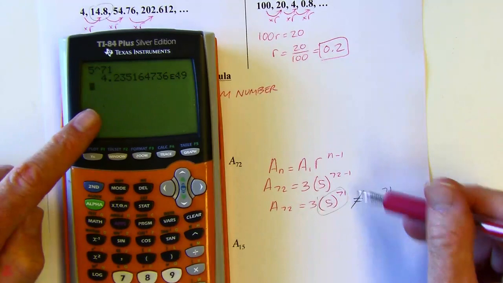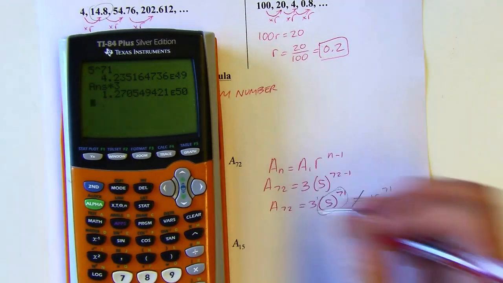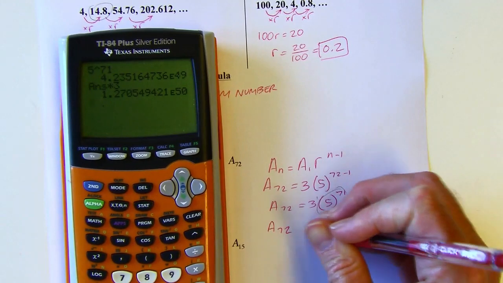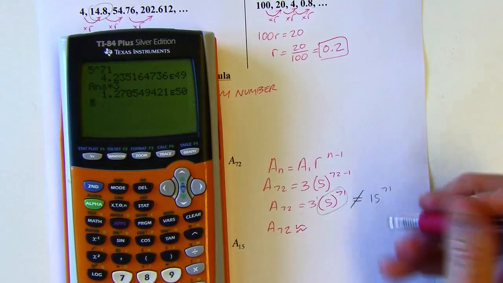So that's 5 to the 71st. I'm going to multiply that by 3, so it's going to get even larger. But I'm just going to leave this in scientific notation, otherwise, my calculator can't even show me 50 decimals anyways.